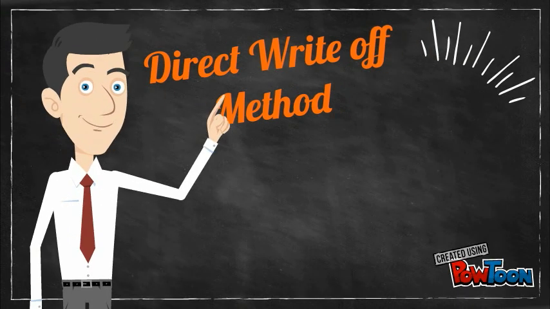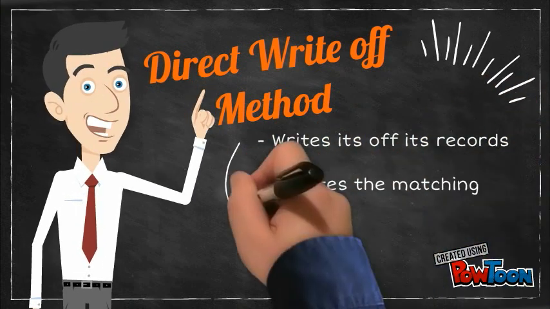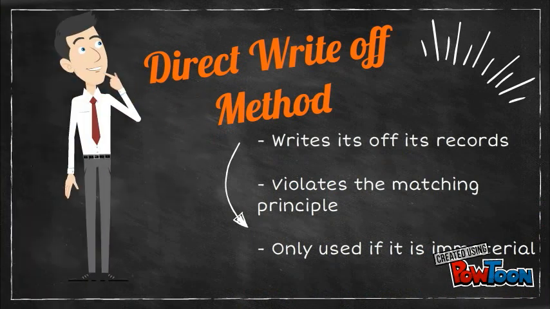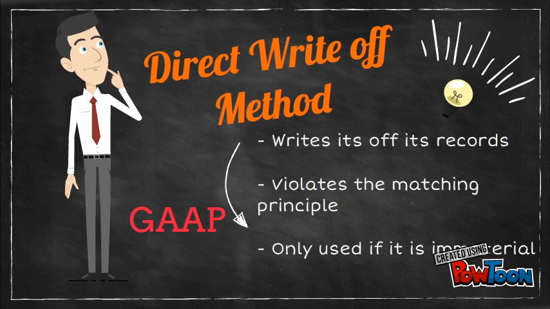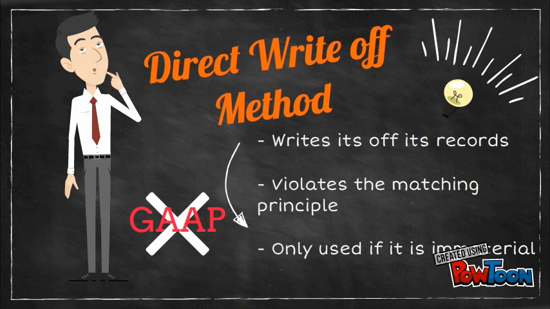The direct write-off method is used when the company claims a receivable to be uncollected and writes it off its records, and thus it is recorded for the same amount of the receivable. This method, however, violates the matching principle and is prohibited by generally accepted accounting principles. It may be used if the amount is claimed to be immaterial, not affecting accounting decisions significantly.